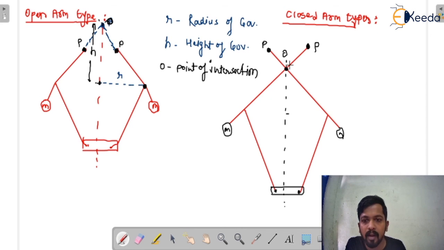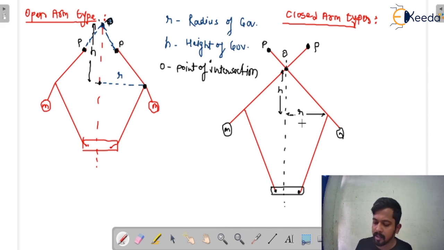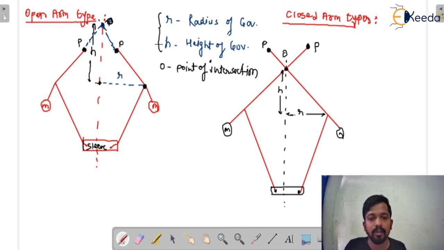Here the r would be measured as small r, that is the radius of the governor, and this is the height of the governor, denoted by small h. So I hope you will be able to understand. This is our sleeve. These two are used to represent the position of the sleeve.